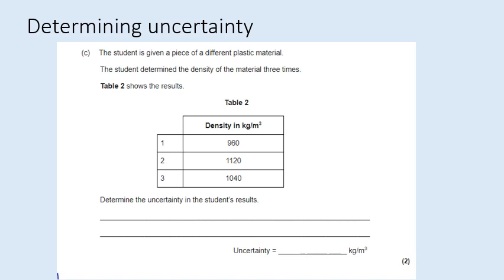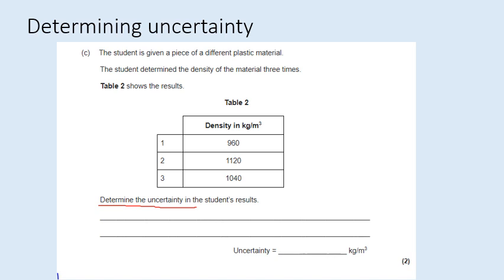The next thing that we're going to look at is this idea of determining uncertainty in readings, as this comes up a lot in exam questions. And there's an example here, an exam question, which asks you to determine the uncertainty of these results. And in order to do that, you need to work out the range of the data and divide that range by 2, and that will give you the uncertainty around the mean. In other words, it will tell you how much the values will vary around the mean.